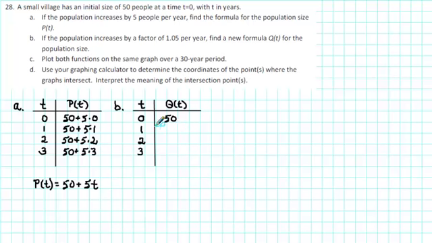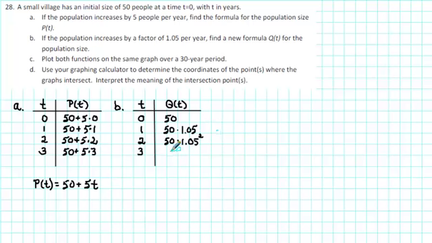So to find the population after 1 year, we'll need to take 50, and instead of adding, we'll need to multiply. 50 times 1.05. After 2 years, we'll need to multiply the population after 1 year by another 1.05. So that will be 50 times 1.05 times 1.05, but the shortcut will be 1.05 raised to the second power. We can use an exponent for repeated multiplication.